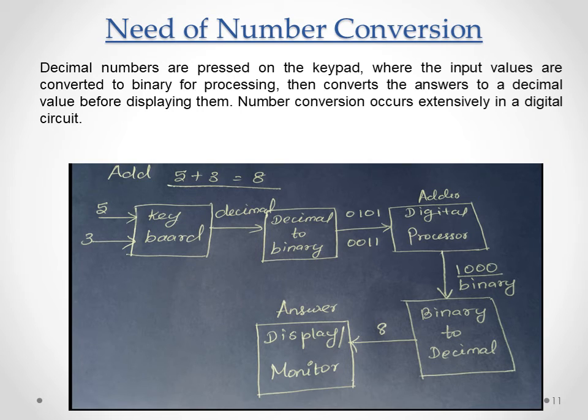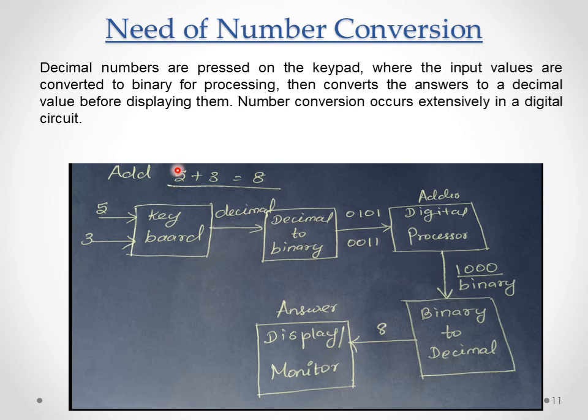So now I want to add 5 plus 3. We know 5 plus 3 is equal to 8. So what we will do? Normally we will type number 5, plus sign and number 3 on the keyboard, then equal sign. So we will get the answer 8 on the monitor.